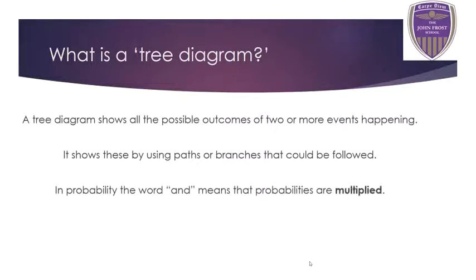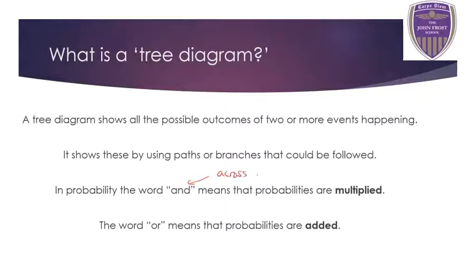Okay, so in probability, the word "and" means the probabilities are multiplied. So when we go across the branches on the tree diagrams, we're always going to be multiplying. And the word "or" means the probabilities are added, and that's usually if we're going down the diagram. So "and" is always multiply, and that is when we're going across branches. Anytime we're going across branches, which will make more sense once we've done the examples, we're always going to be multiplying because we're using the "and" rule.